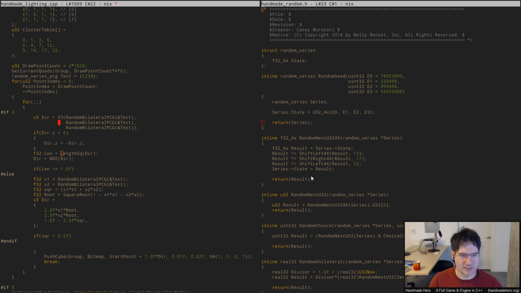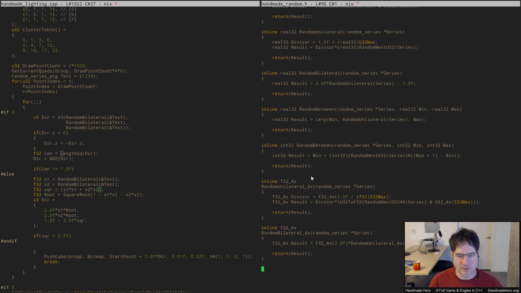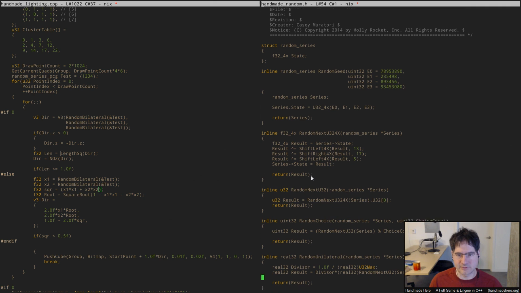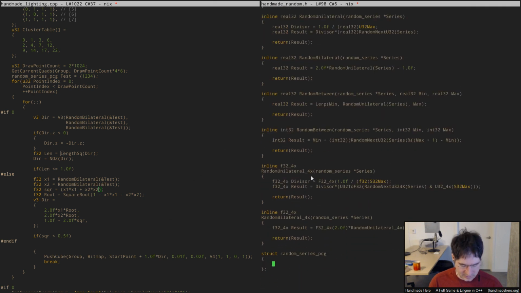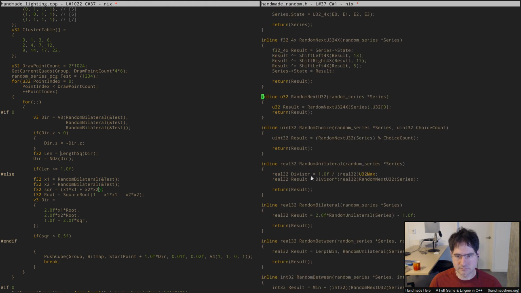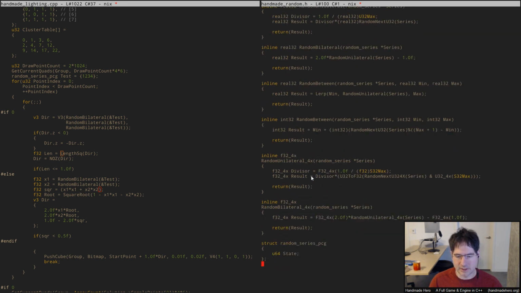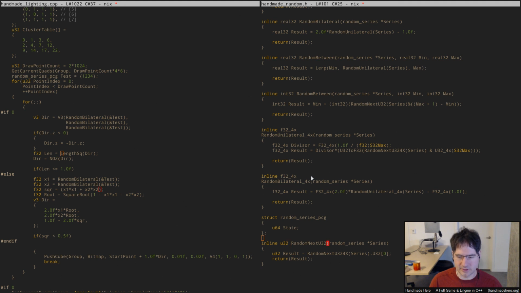In fact, I could just say random series PCG and then just have the functions work the same. So if I have a random series PCG, this one will operate on something fancier. We'll try putting the state in like so. And we'll have random next to 32, much like we did.